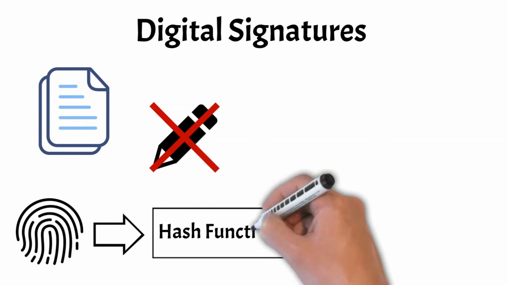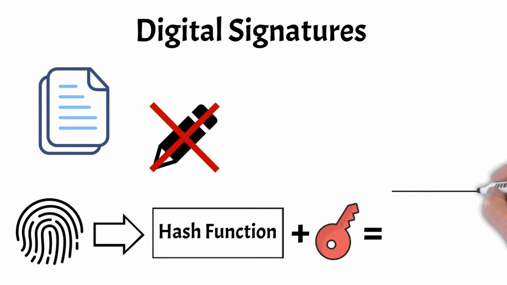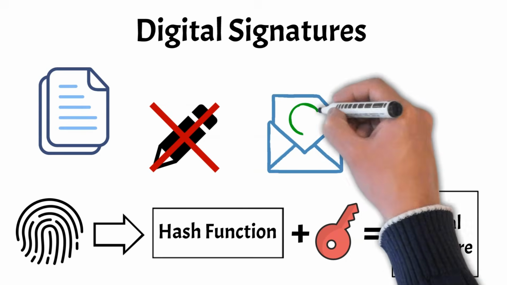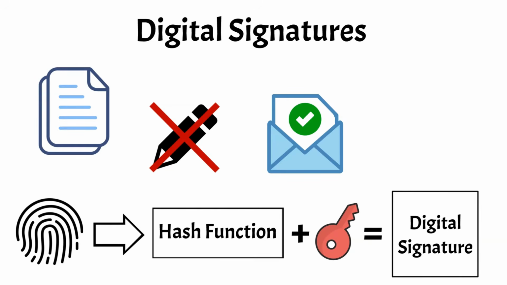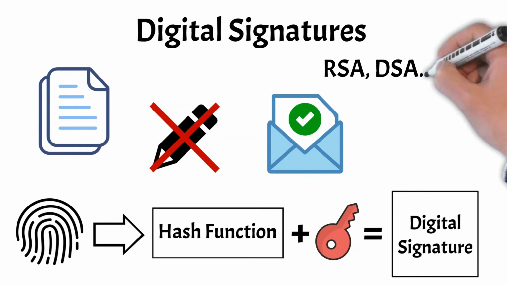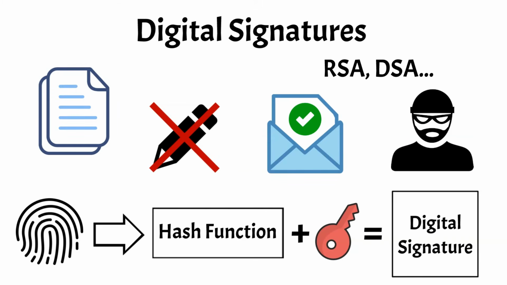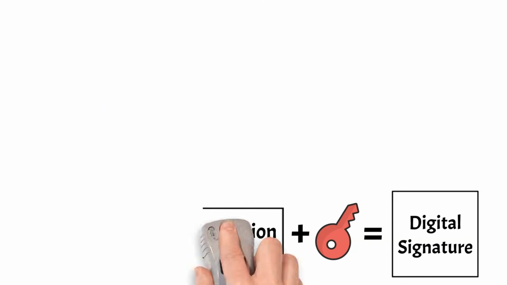This hash value is then encrypted using the sender's private key, forming the digital signature. Upon receiving the message, the recipient uses the sender's public key to decrypt the signature and verify the hash value matches the message content. If the hash values match, it confirms the message's integrity and authenticity. Digital signatures are essential for secure electronic transactions, document authentication, and ensuring non-repudiation, where the sender cannot deny having sent the message. Widely adopted digital signature algorithms include RSA and DSA, digital signature algorithm, providing robust security against tampering and forgery in digital communications. Up next, we have certificate authorities.